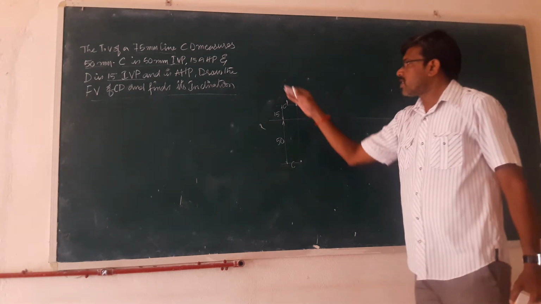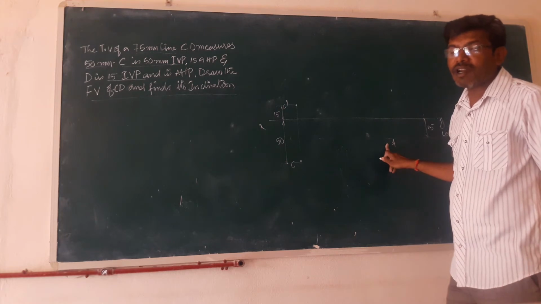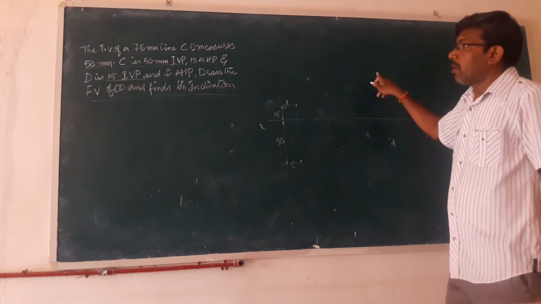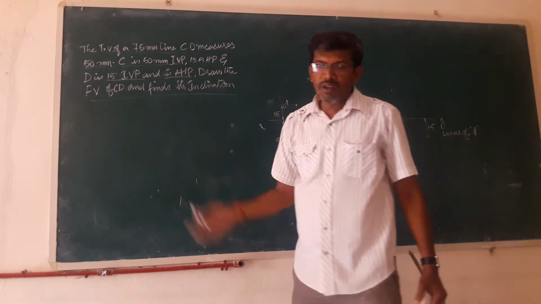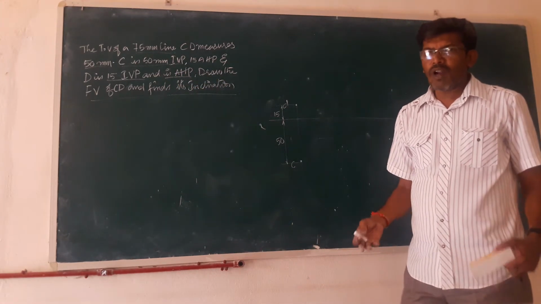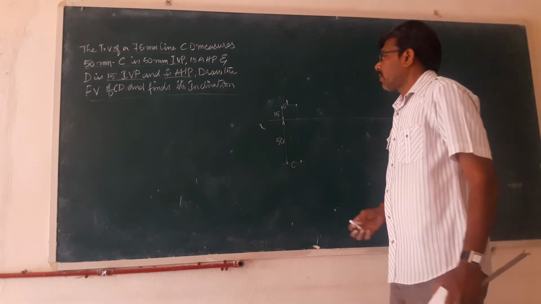I don't know where the front view appears, because only the position of point D in front of the plane is given, but not above the horizontal plane. Here it is mentioned it is above the horizontal plane. Where it is, I don't know, right? And you also don't know, right? We have to find out that particular position.